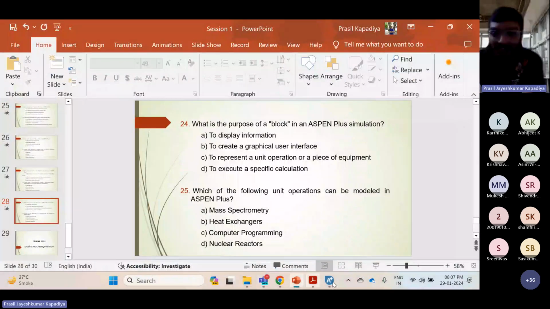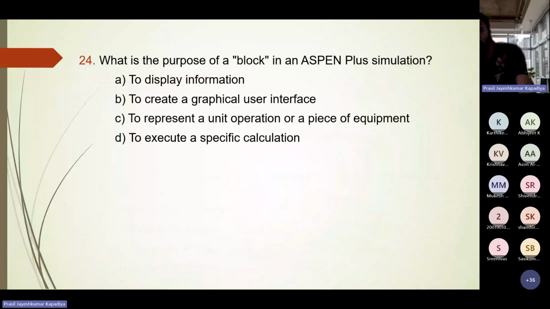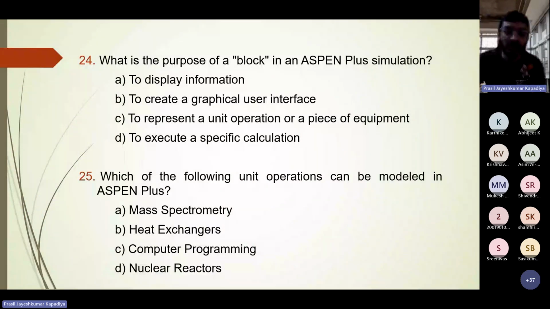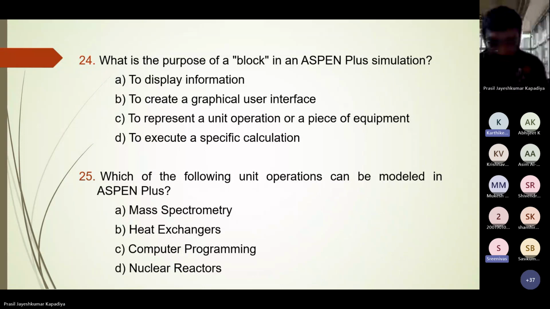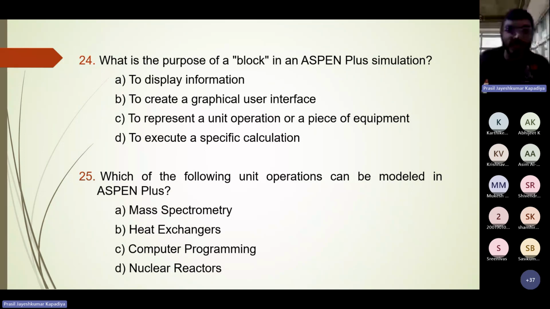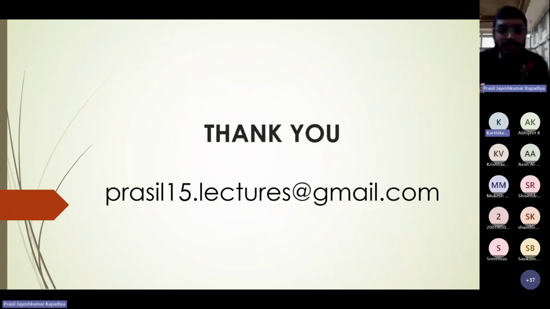Okay. Which of the following units can be modeled in Aspen Plus? Option B, heat exchanger. Heat exchanger is a unit operation. Mass spectroscopy we can't do with Aspen Plus. Computer programming we don't need to do with Aspen Plus. A nuclear reactor is not an easy thing to just model with Aspen Plus. So this is all about today.